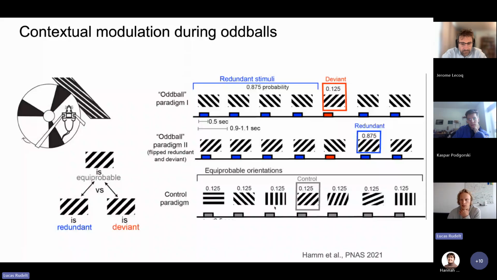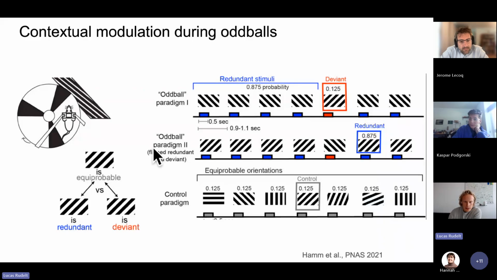And this is important because then the same stimulus can be observed in different conditions. Either the context is redundant, as shown here in the oddball paradigm 1, sorry, in the oddball 2. So this would correspond to the 0 degree orientation in our case. Or it can be deviant, so that would be the 45 and 90 degree stimulus in our case.